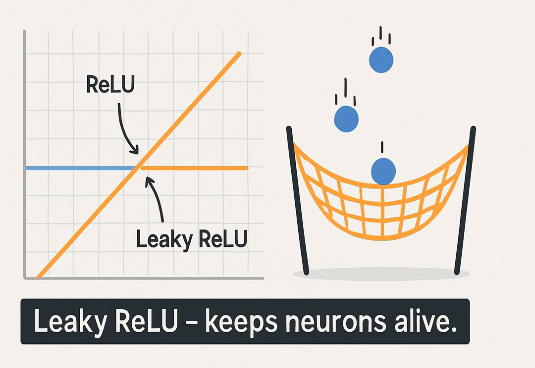To fix ReLU's issues, we got Leaky ReLU, parametric ReLU, and ELU. These allow a small slope for negative values instead of a flat 0, keeping neurons alive and learning. Think of it like giving a safety net to neurons that would otherwise be ignored.